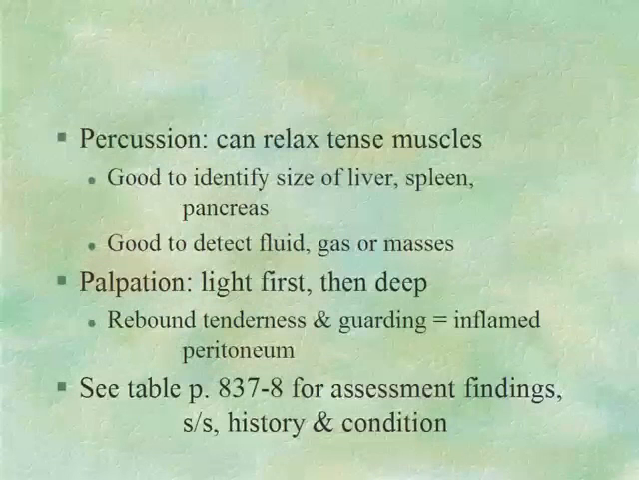Percussion can relax tense muscles. Percussion is good to identify the size of the liver, the spleen, and the pancreas. It's also good to help detect fluid, gas, or masses. Palpation, you want to do light first, and light is about 1 centimeter deep. And this checks basically the skin and the fascia. Then you want to do deep. Now this is going to go 4 to 5 centimeters deep. This causes rebound tenderness and guarding. If they have it there, it means that they have an inflamed peritoneum.